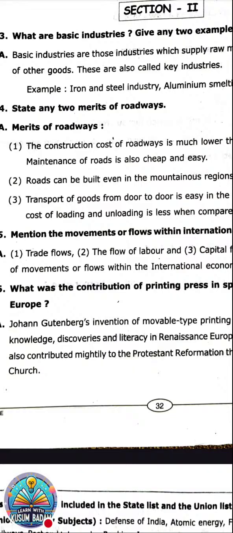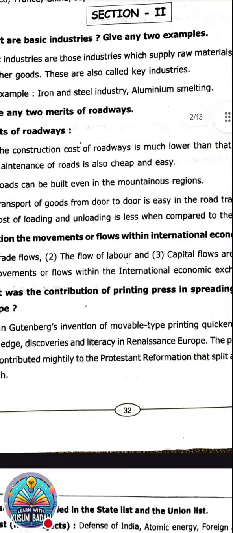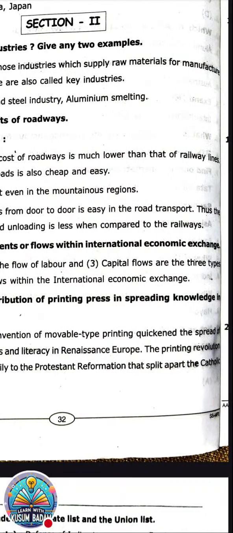Now the next question, what is the contribution of the printing press in spreading knowledge in Europe? So this is the last chapter of history. Johann Gutenberg's invention of movable type printing quickened the spread of knowledge. Even in the class someone asked, I don't remember, I think Sanjana asked this question. So Gutenberg invented movable type printing which quickened the spread of knowledge, discovery and literacy in Renaissance Europe.